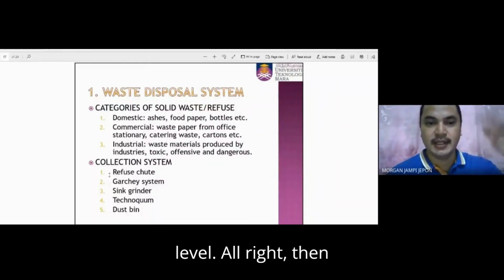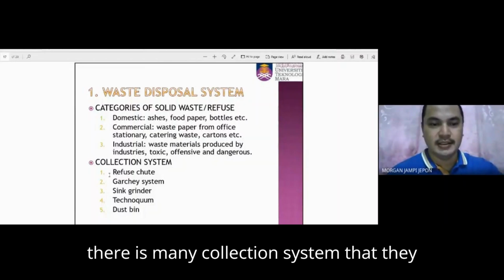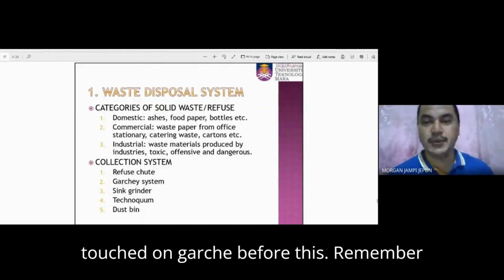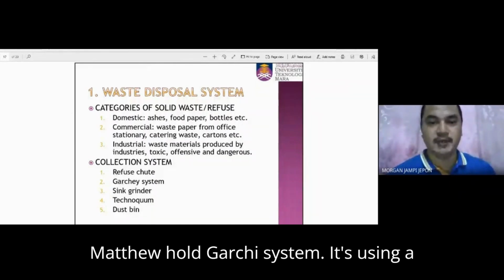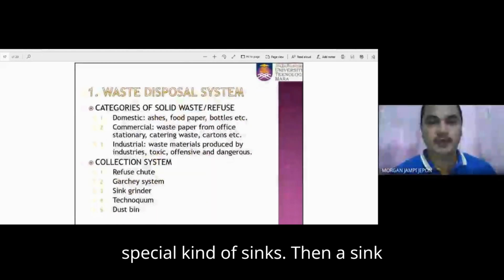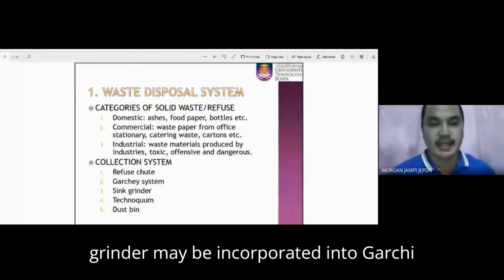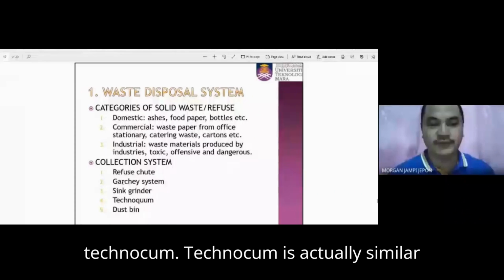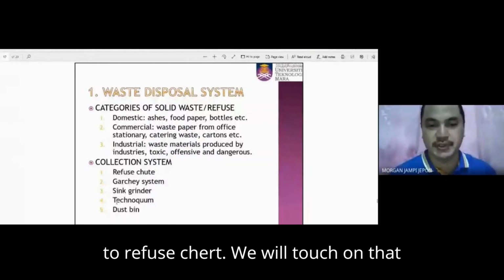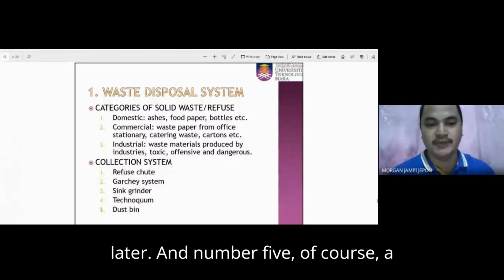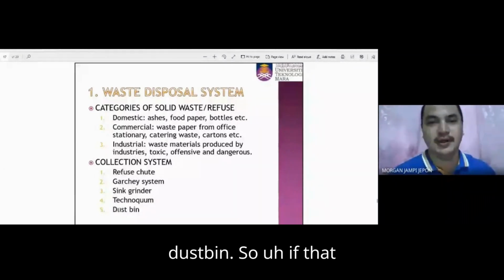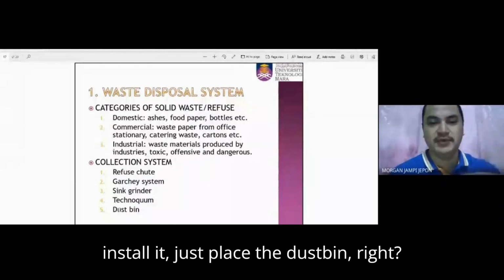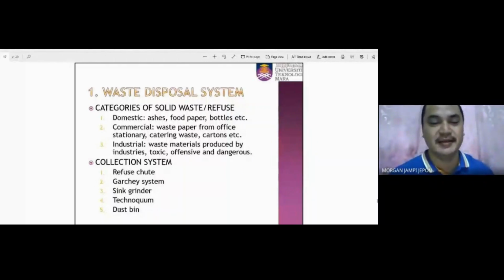There are many collection systems that they may use. First is called refuse chute. Second, Garchi, which we already touched on before this. Remember the Matthew Hall Garchi system uses a special kind of sink, and a sink grinder may be incorporated into the Garchi system. Number 4 is called Technocum. Technocum is similar to refuse chute. We will touch on that later. And number 5, of course, a dustbin. That is a cheap collection system, you don't have to install it. Just place the dustbin.